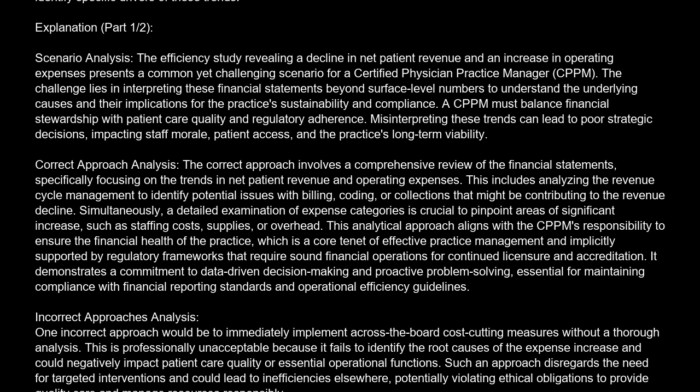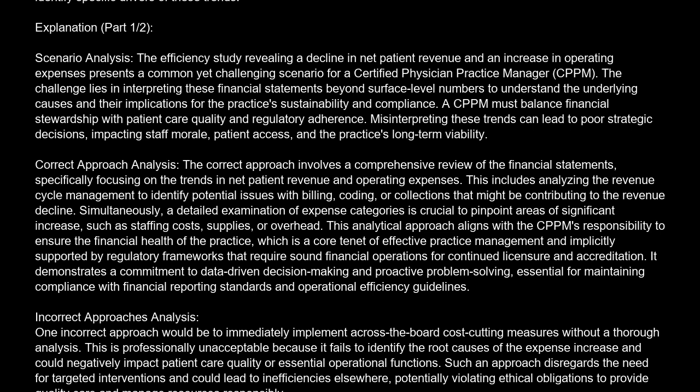One incorrect approach would be to immediately implement across-the-board cost-cutting measures without a thorough analysis. This is professionally unacceptable because it fails to identify the root causes of the expense increase and could negatively impact patient care quality or essential operational functions. Such an approach disregards the need for targeted interventions and could lead to inefficiencies elsewhere, potentially violating ethical obligations to provide quality care and manage resources responsibly.